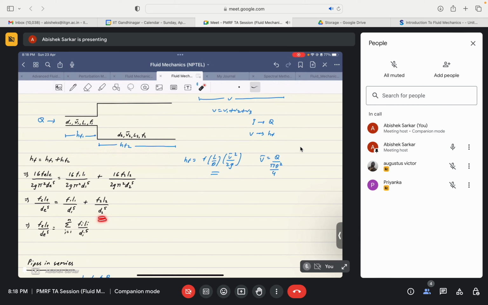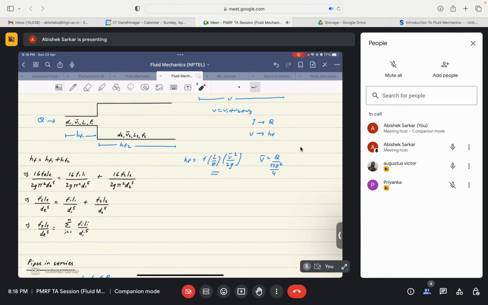And if instead of two pipes in series there are n pipes in series, we can just represent it in terms of summation: Fi Li over di to the power 5, where i varies from 1 to n. Is this expression clear?